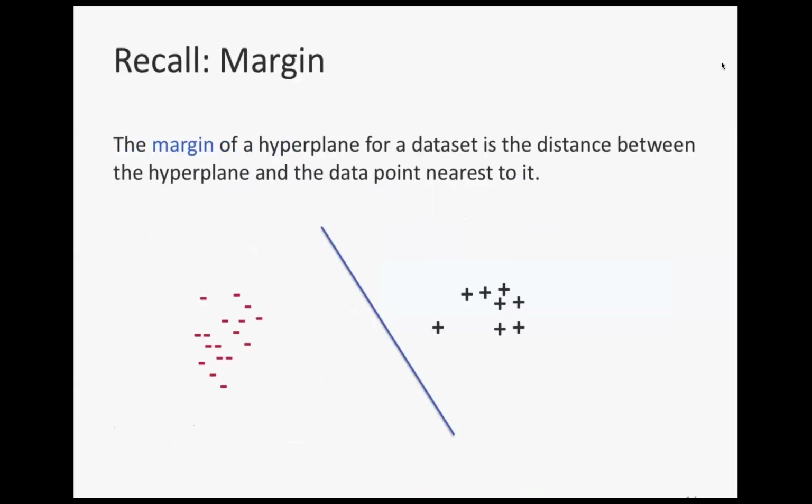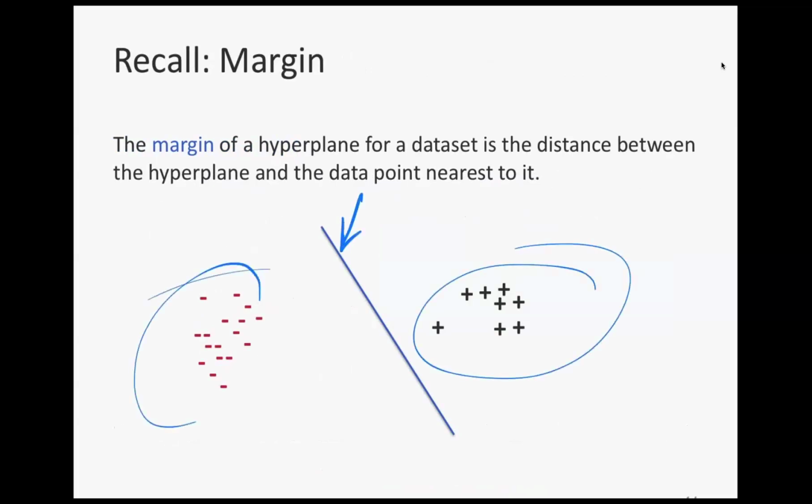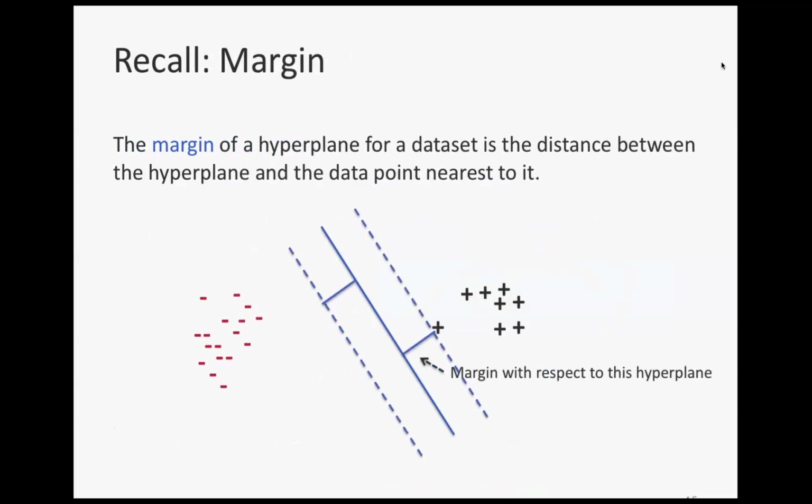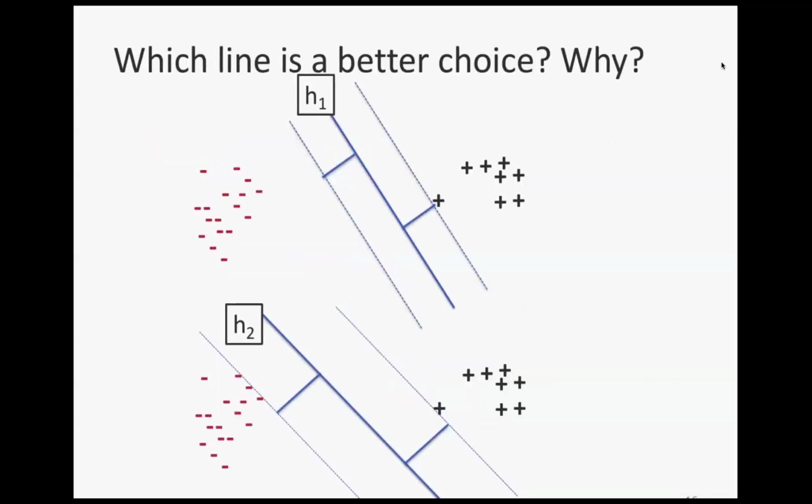To do that, let's revisit this notion of a margin. Remember margin? We saw that for perceptron, right? So the margin of a certain hyperplane, maybe this hyperplane, with respect to this data set, is simply the distance of the closest point to that hyperplane. We've seen this before. Using the idea of margins, let's try to examine this question.